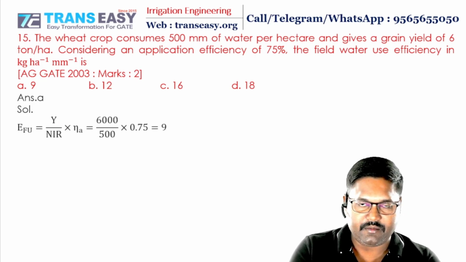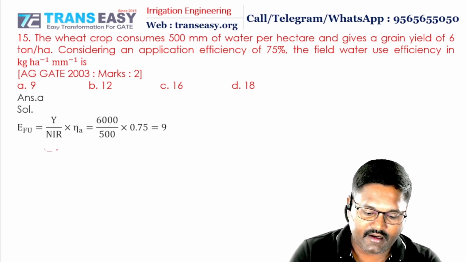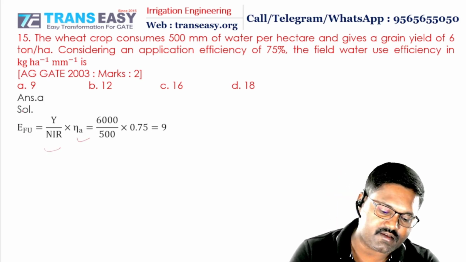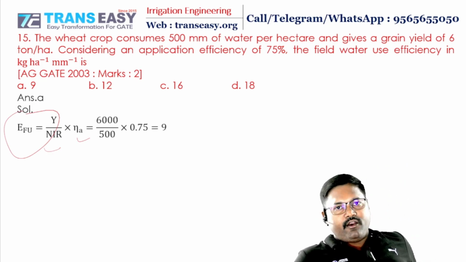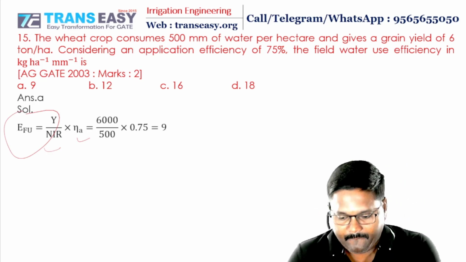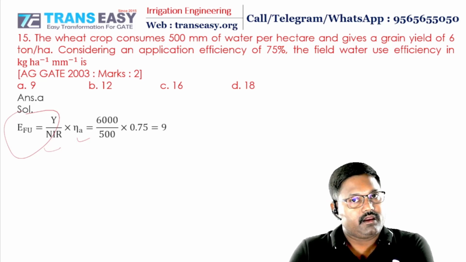crop yield in kg per hectare divided by net irrigation requirement into application efficiency. This is field water use efficiency, guys. This is end of water requirement by crops.